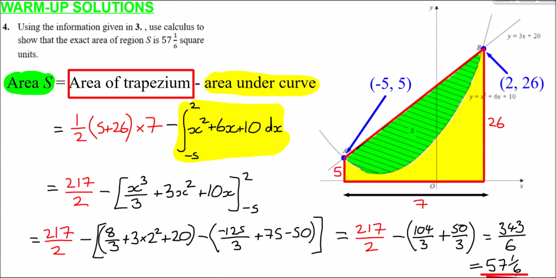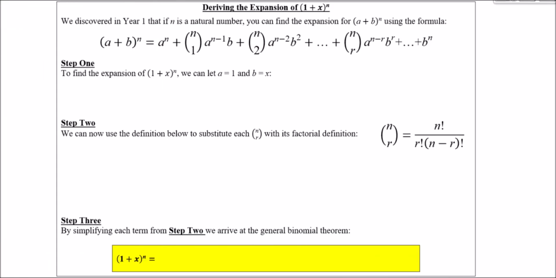So let's have a look at revisiting this binomial expansion. We can derive a new expansion from our existing one. So for year 13, we need to know the expansion of 1 plus x to the power n. That's a half lie. You are actually told it, but what you do need to know is how to apply it. In year 1, we discovered that if n is a natural number, you can find the expansion for a plus b to the power n using this formula here. That was based off Pascal's triangle. You will have seen it in year 12. It's not too hard once you get used to it, but it only works for natural numbers.